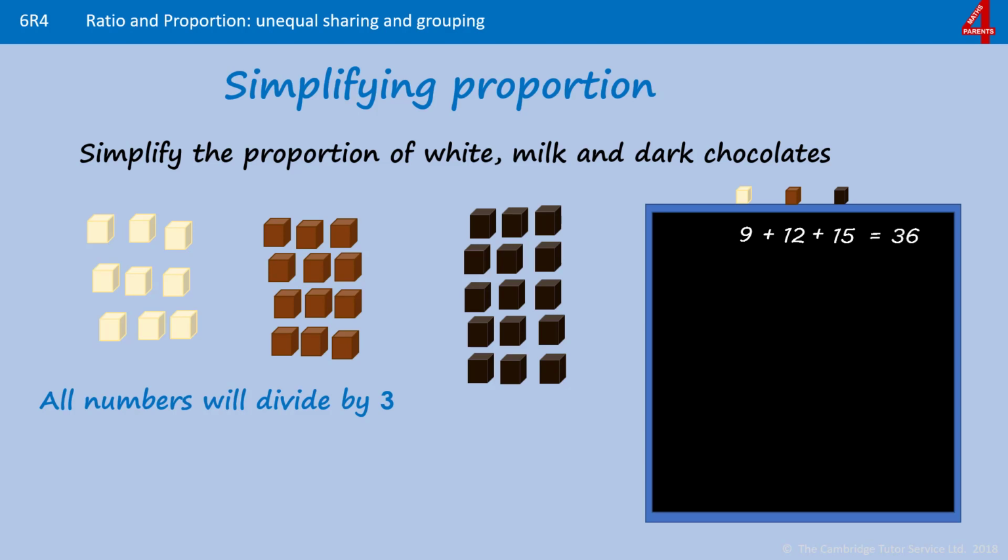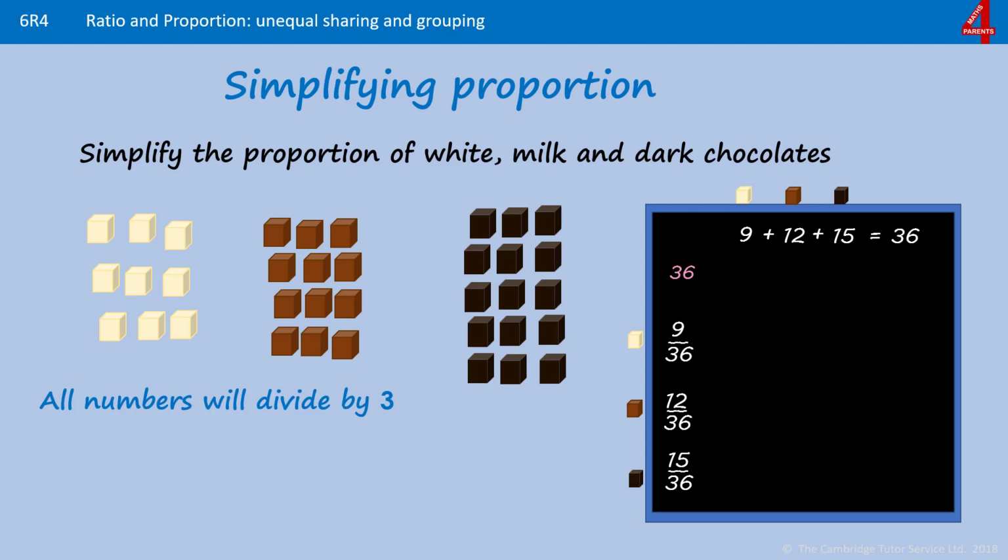Now there are 2 ways of solving this, and I'm going to show you both ways because although I have a preference, I know from working with older students that some people's brains work in a different way. So here's one method of solving this. Out of 36, how many are white? Well, that's 9, 12 milk and 15 dark chocolate.